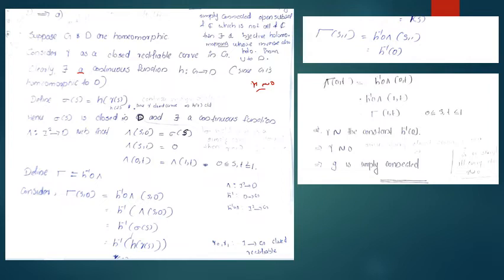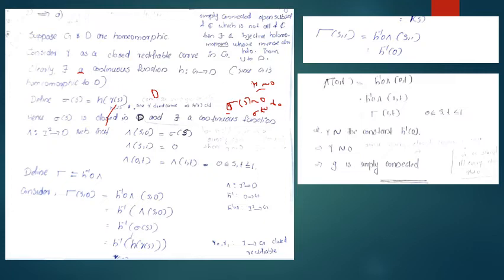Now, sigma of S is a function in D. Since D is not a whole plane, we can say that any closed curve in D is homologous to 0. Hence sigma of S is closed in D, and it is homologous to 0. That means sigma is homologous to some constant curve gamma naught, some constant function, or it is homologous to 0.